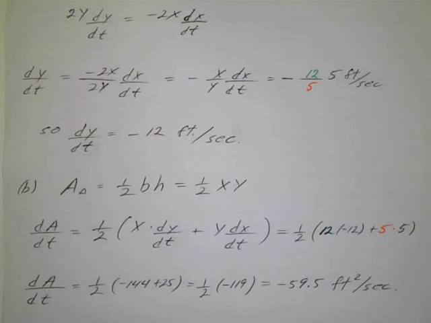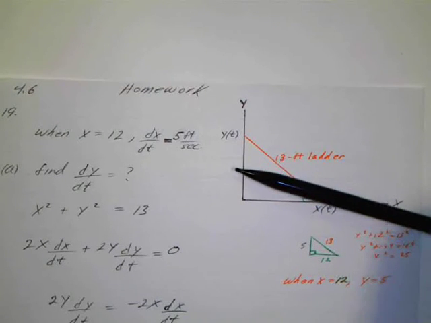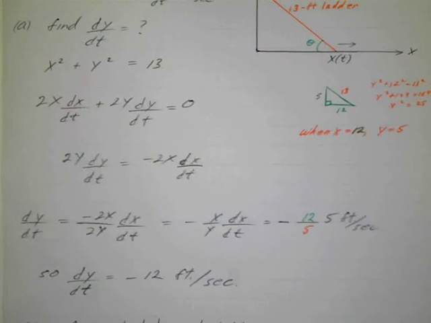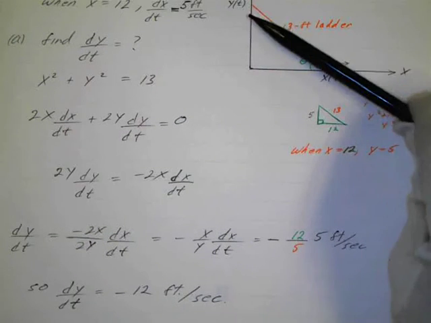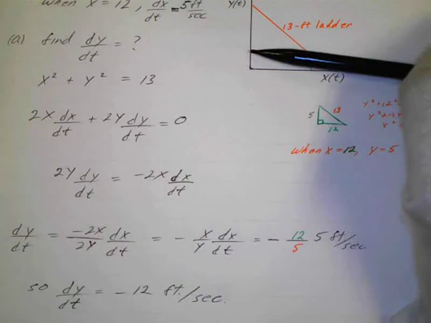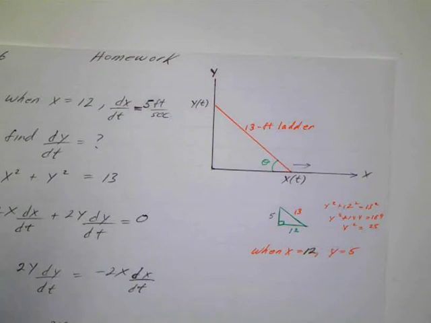So the area is getting smaller at the rate of negative 59.5 square feet per second. All right? So as the ladder is sliding down like this, you can see the area is getting smaller and smaller and smaller. I don't have a better ladder here, but I think you get the idea. As the ladder slides down, you can see that the area is getting smaller and smaller. And we have a C part.